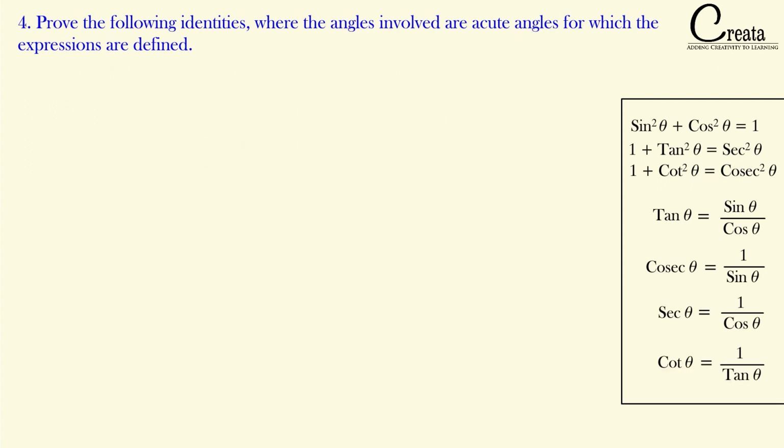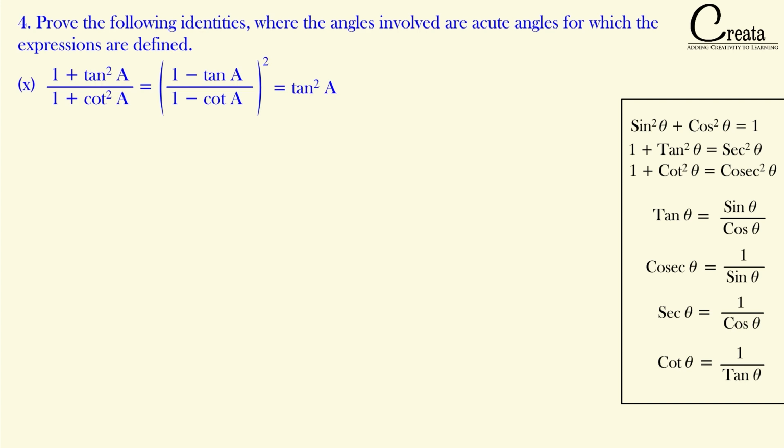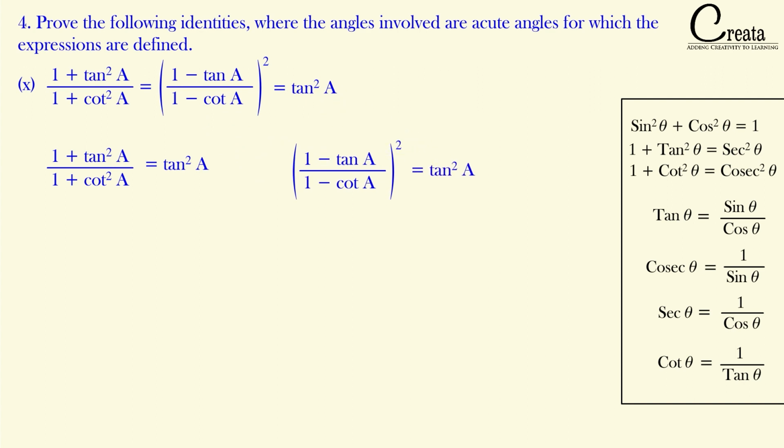Interesting? Let's move to part 10, that is the last part. The question is 1 plus tan square A upon 1 plus cot square A is equal to (1 minus tan A upon 1 minus cot A) whole square is equal to tan square A. Here we have three expressions, and we have to prove all three are equal to each other. Let's take the first term and prove it equal to tan square A. Then we will take the second term and also prove it equal to tan square A. Basically, this is two questions combined into one.